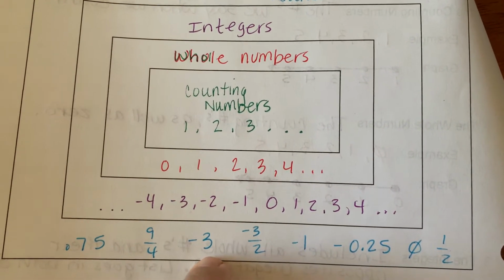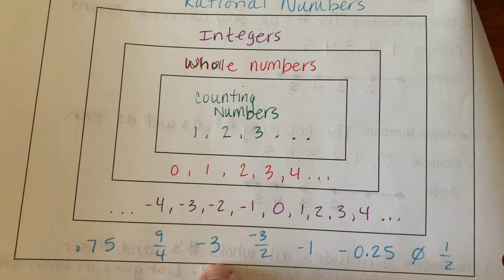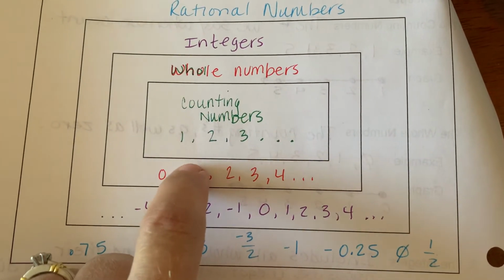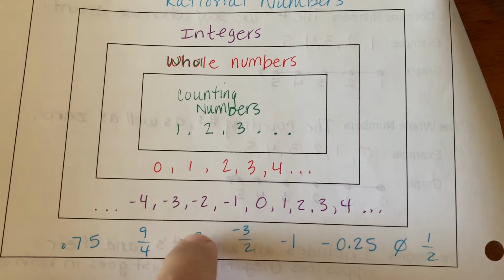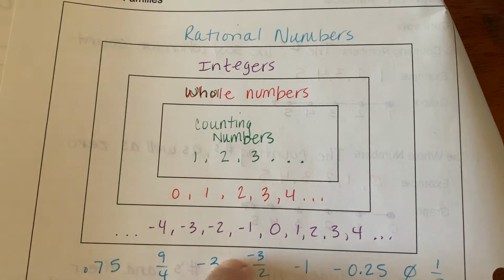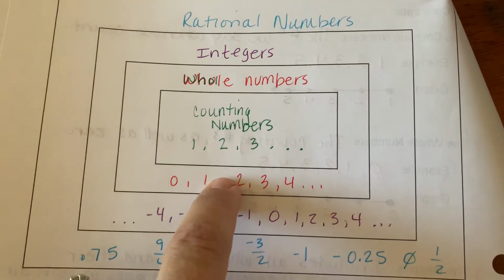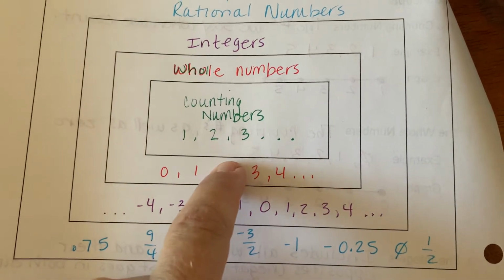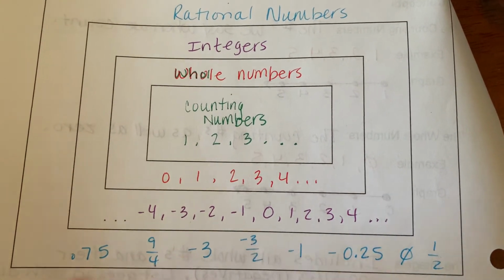There's an integer. Okay. So anything on the inside is included in what is on the outside, but you can't go backwards. You can't say all rational numbers are integers, all integers are whole numbers. You can't do that, but it's the other way around. All whole numbers are integers, all whole numbers are also rational numbers.